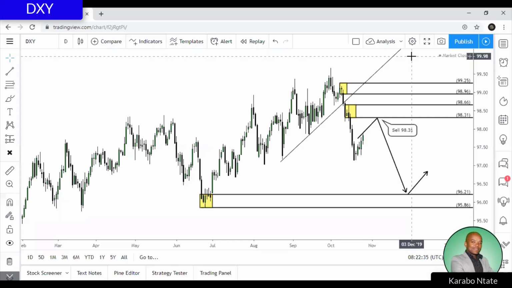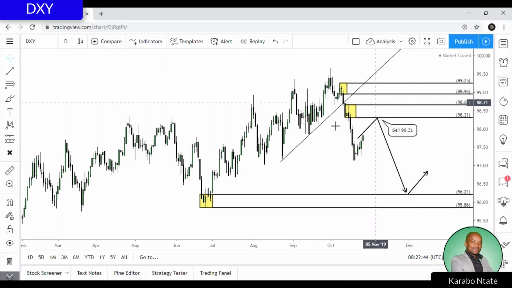Good day, traders. I would like to go over this interesting setup on the dollar index. Now, we've previously broken this trend line. We had created these two valleys, and when this trend line breaks, it confirmed our downtrend. We currently have these two supply zones which are created above, so we cannot go against them.